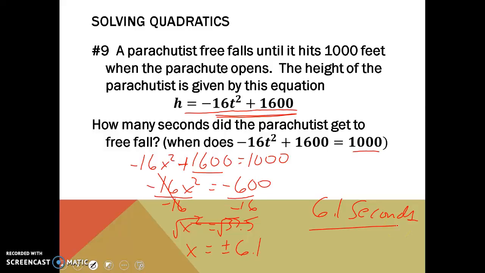As you work through your homework assignment, you're going to have problems that you're going to solve both by factoring or possibly by using the square root. And the square root only works if there's a quadratic term but no linear term. So good luck with that. We'll go over questions that you have tomorrow in class.